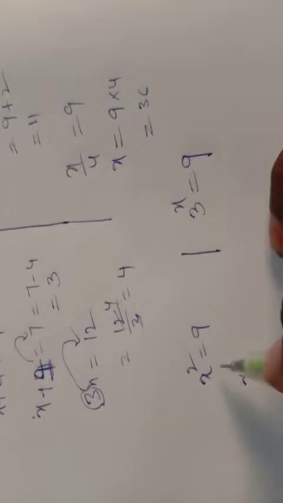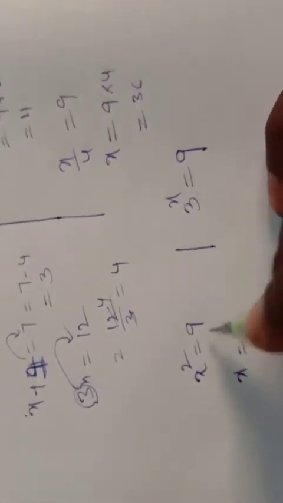Here we have exponential form also, that is x square equal to 9. Then find the value of x. Or 3 power x equal to 9. Then find the value of x. In this case, we have to find the x value.